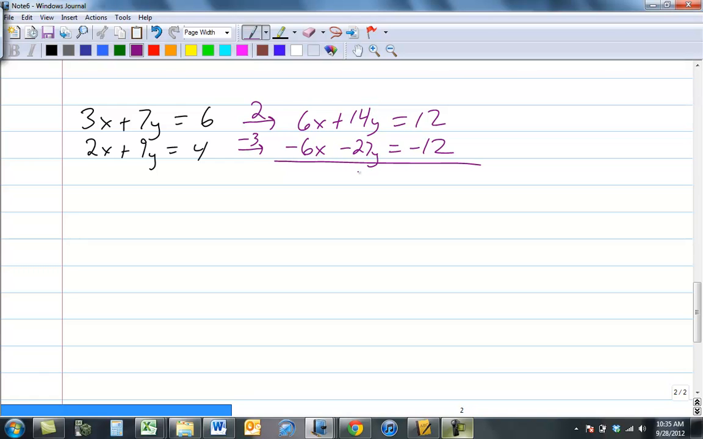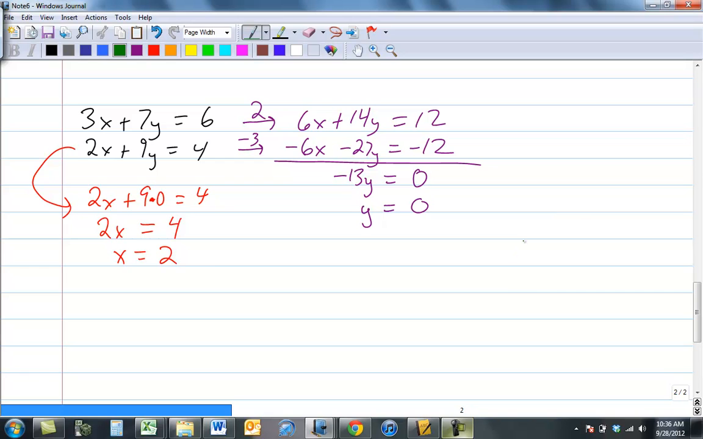I get, oh snap, what is that, negative 13y equals, that mess is 0. So divide by negative 13, y equals, what is 0 divided by negative 13? It is 0. So my y term is 0. I'm going to choose the bottom one. So I got 2x plus 9 times 0 equals 4. 9 times 0 is 0. 2x plus 0 is 2x. 2x is equal to 4. X is 2. So hopefully your final answer was 2, 0.